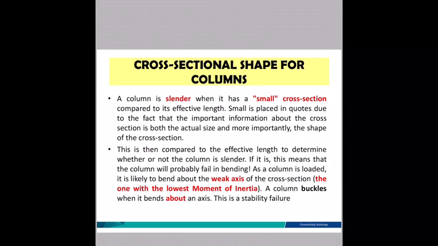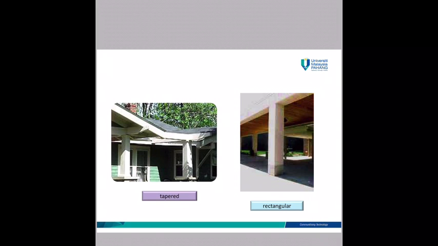As a column is loaded, it is likely to bend about the weak axis of the cross-section, the one with the lowest moment of inertia. A column buckles when it bends about an axis. This is a stability failure. When your column is buckled or bending, the column has failed. As an engineer, you have a responsibility to design a column that can sustain all the loads. Because all the loads will transfer to the column, if the column fails, then the whole structure of the building will fail.